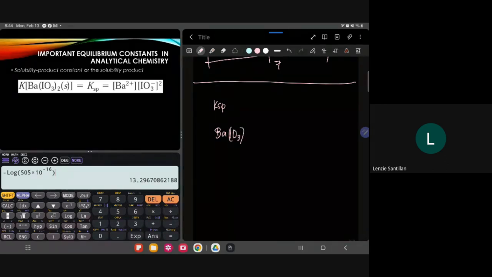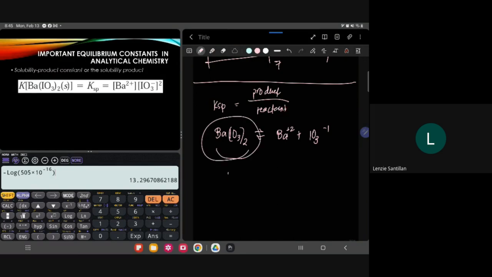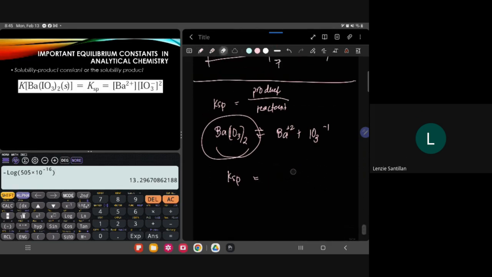Okay? Okay, so solubility product constant natin. Ang formula natin for this one, gaya ng sinabi ko, sa KSP, say for example, si barium iodate. Okay? So, si barium iodate, kapag nag-dissociate, will just be barium plus iodate, negative 1. So, instead of writing product over reactant as your formula for KSP, ano nga yung palatandaan natin dito? We're not going to write barium iodate. We're just going to write KSP is equivalent to barium plus iodate. Or, sorry, hindi ko ni-bracket. Barium.